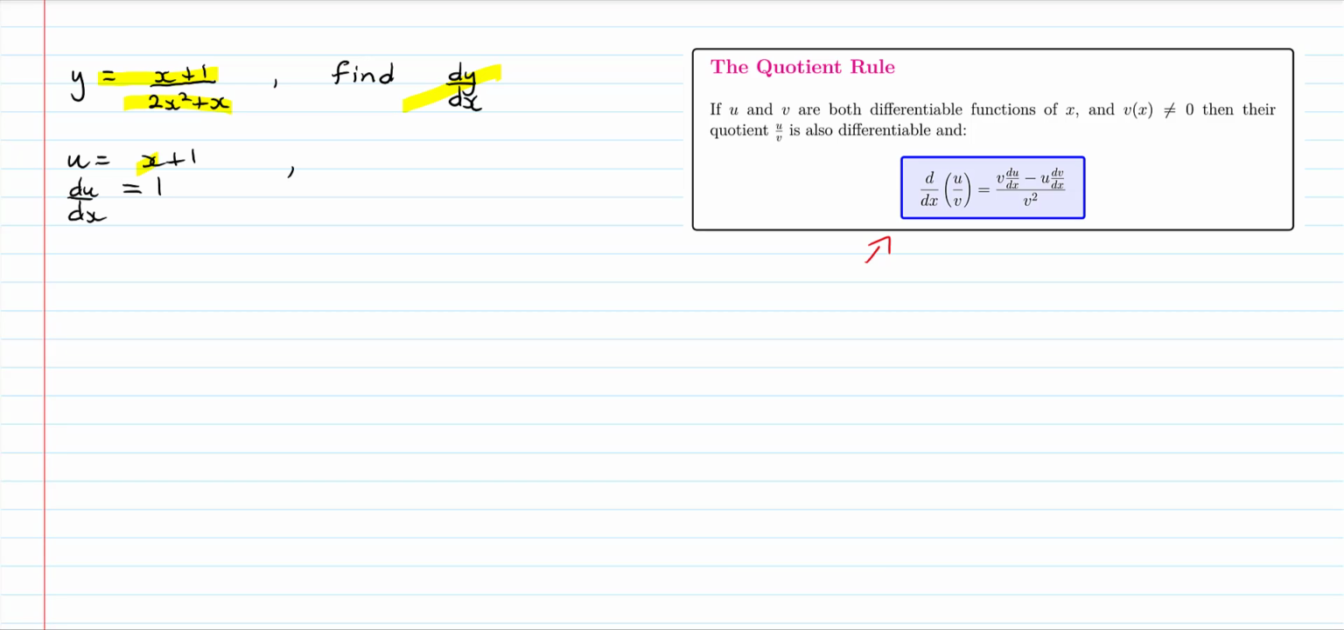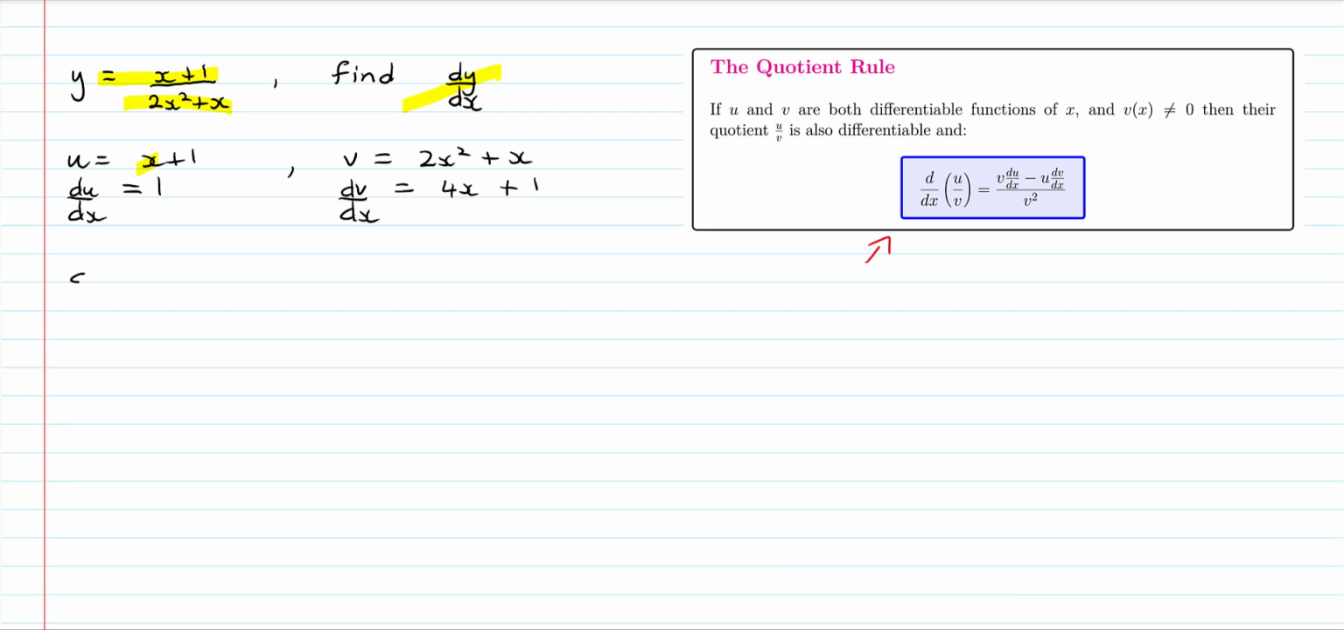So our denominator is 2x squared plus x. So if we let v equal 2x squared plus x, then dv by dx is equal to, again just using the power rule here, 4x plus 1.